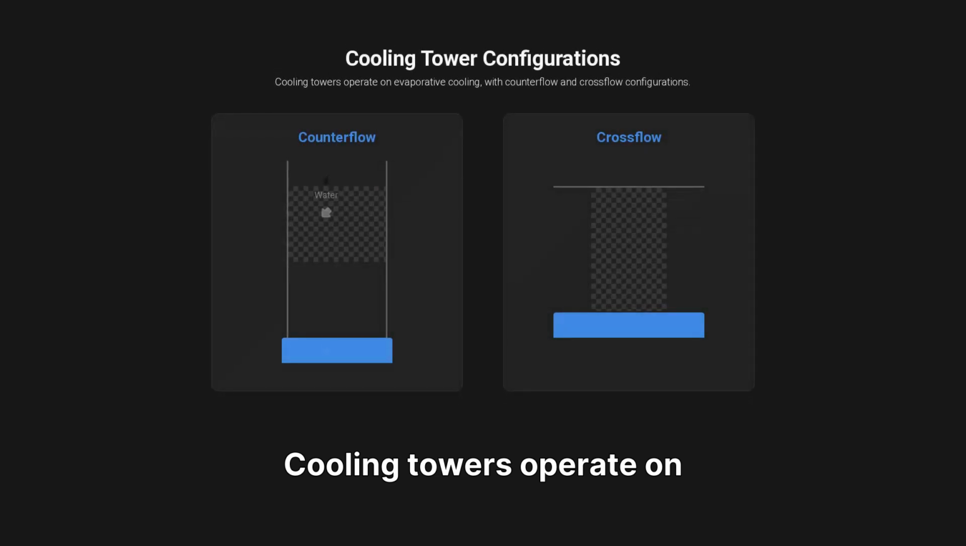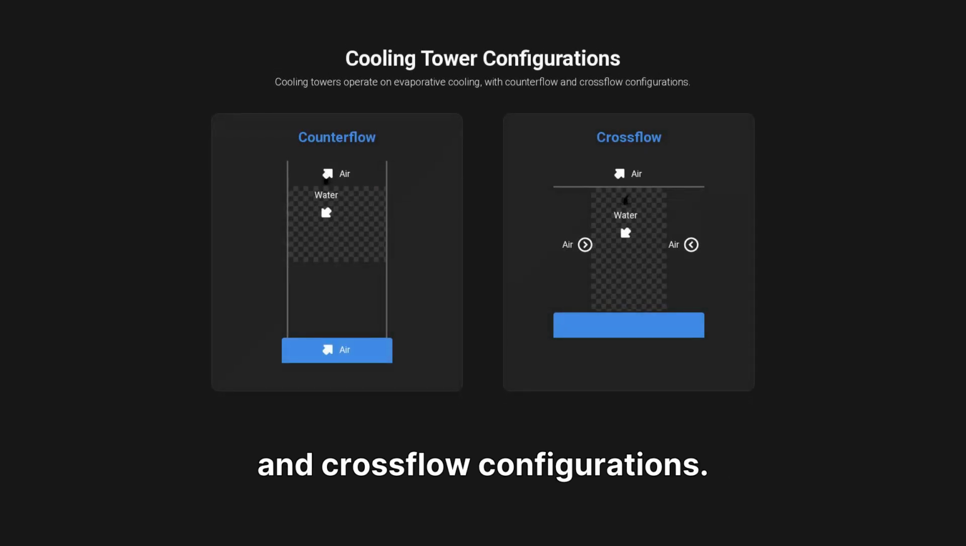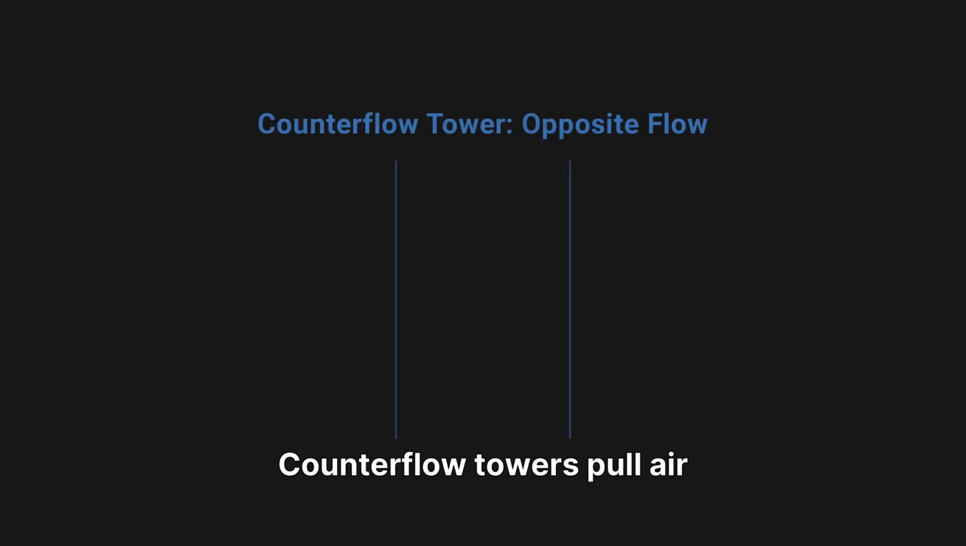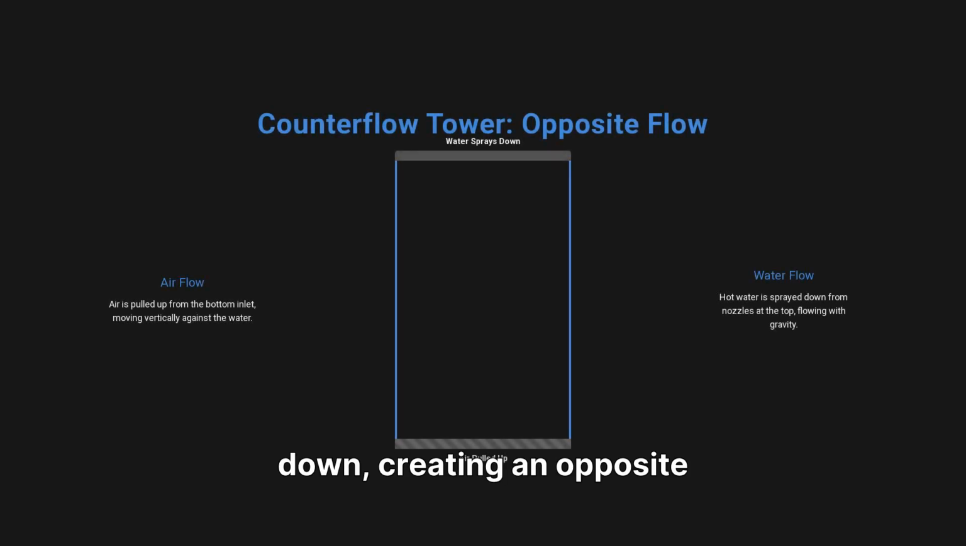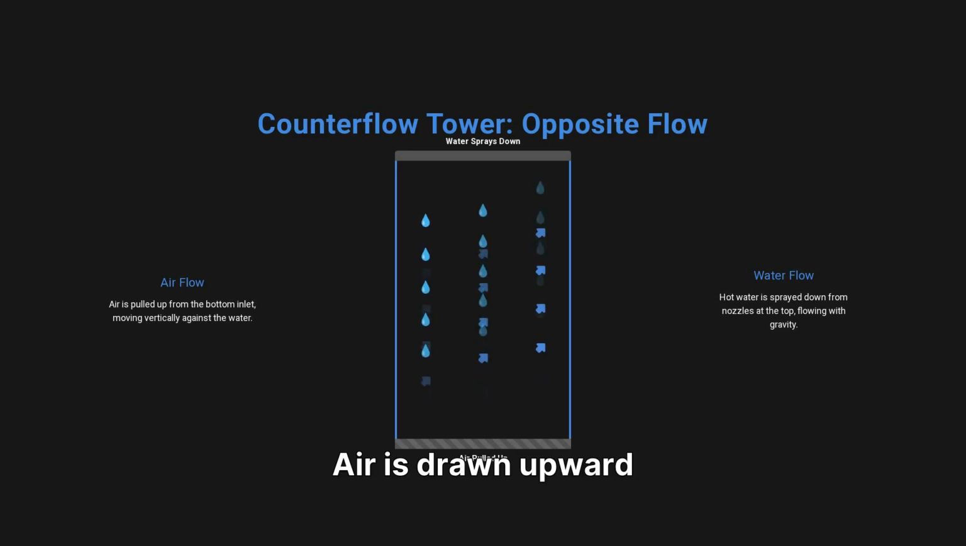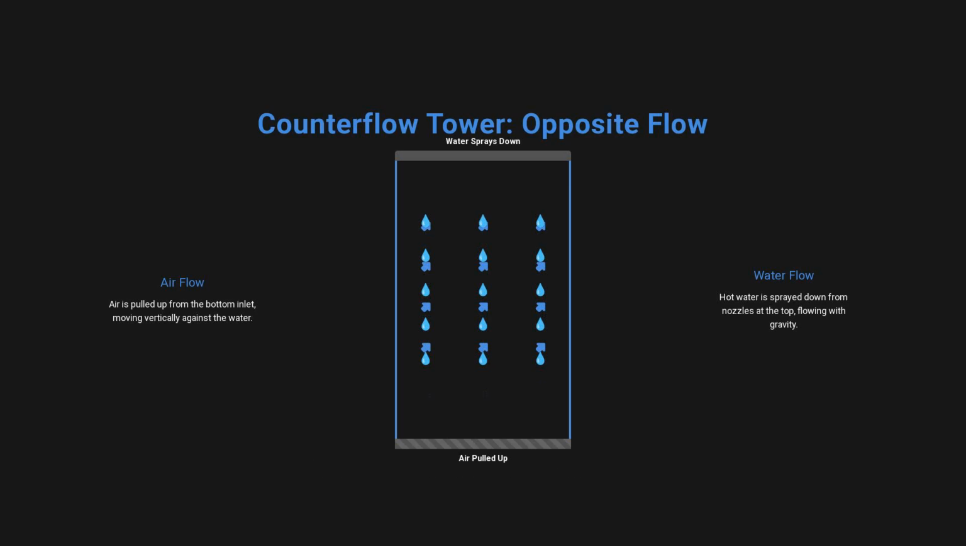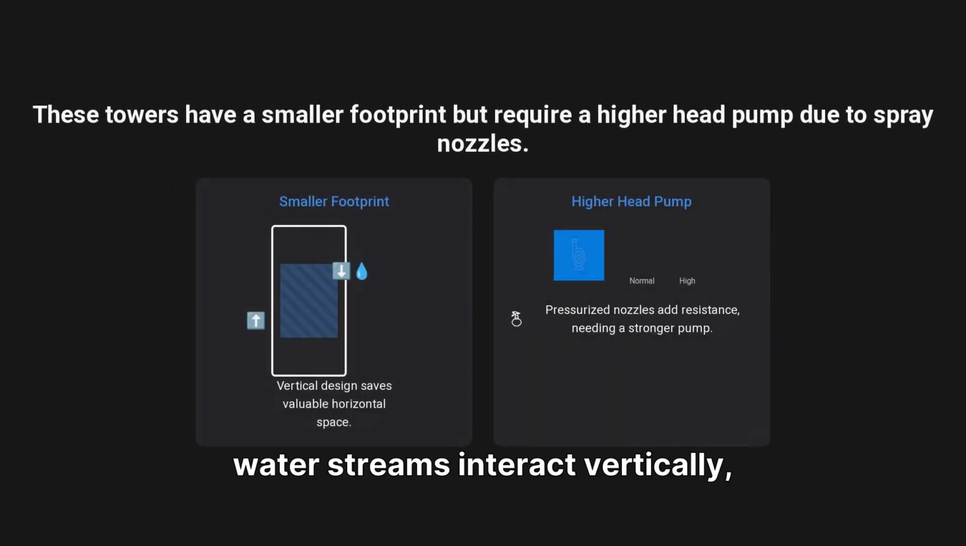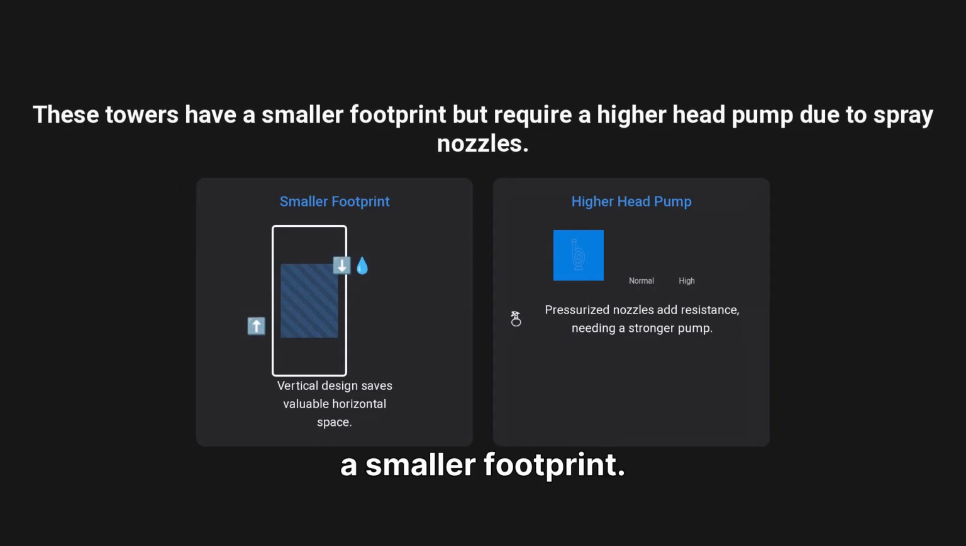Cooling towers operate on evaporative cooling with counterflow and crossflow configurations. Counterflow towers pull air up while water sprays down, creating an opposite flow. Air is drawn upward from the bottom through the fill and exhausted at the top. At the same time, condenser water is sprayed downward through pressurized nozzles. Because the air and water streams interact vertically, these towers typically have a smaller footprint. One trade-off is pumping energy. The spray nozzles require additional pressure, which usually adds 3 to 6 psi of head on the condenser pump.